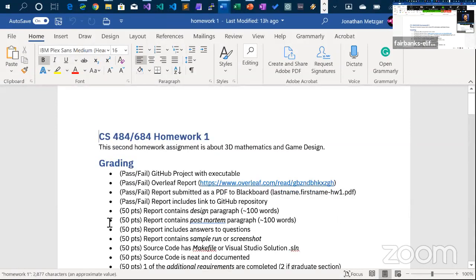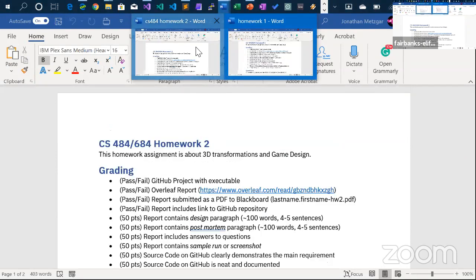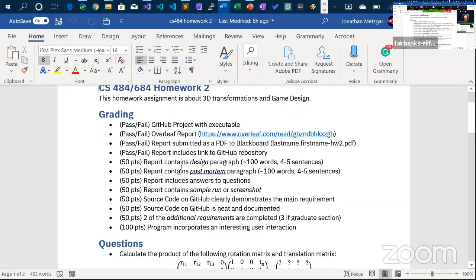So homework 1. I did make a couple of changes to the syllabus, but they're mostly just to change things that we're not really utilizing. For example, we don't have a makefile or a Visual Studio solution. That's just a generic thing I had in my syllabus template. So the new versions going forth will make sure that your source code on GitHub clearly demonstrates the main requirement and that your source code on GitHub is neat and documented. I just wanted to make sure that was clarified.